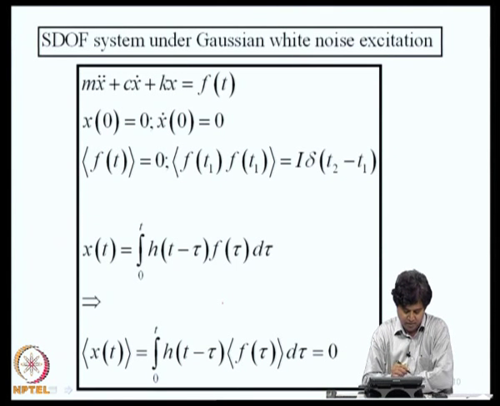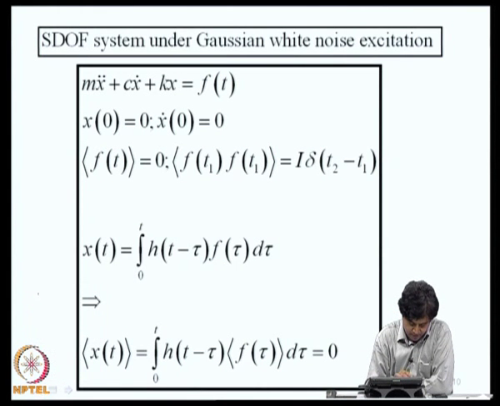Now, to illustrate the idea that we just now described, we will consider now the response of a single degree of freedom system under Gaussian white noise excitation. The governing equation here is again m x double dot plus c x dot plus k x equal to f of t. We will assume that system starts from rest and expected value of f of t is 0. Without loss of generality, this assumption can now be made that mean of the applied force is 0 and initial conditions are 0. That means system starts from rest and excitation has 0 mean.